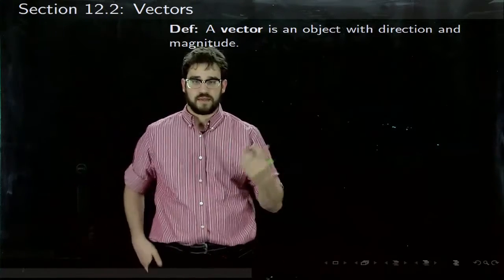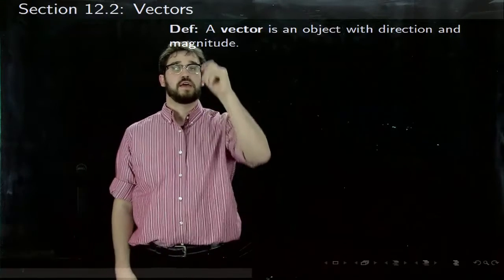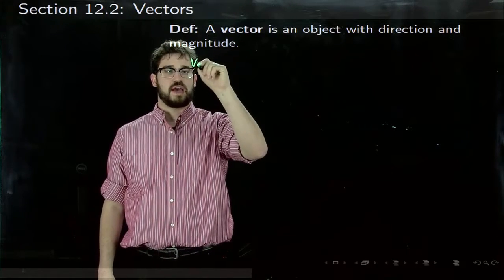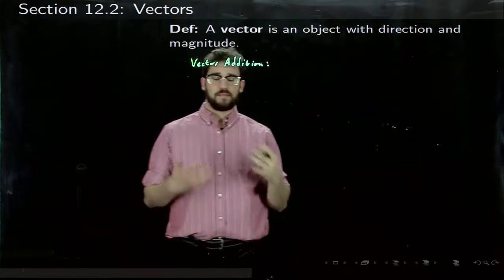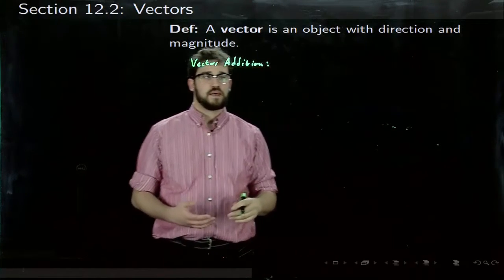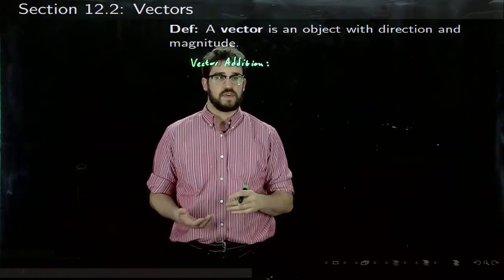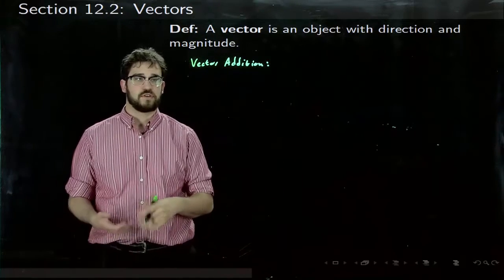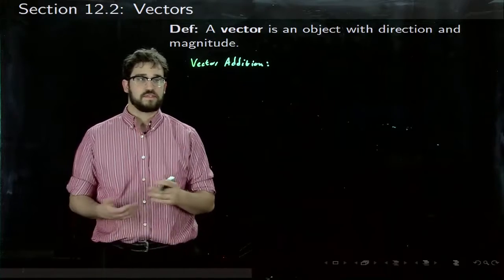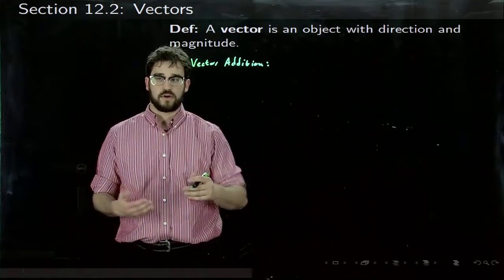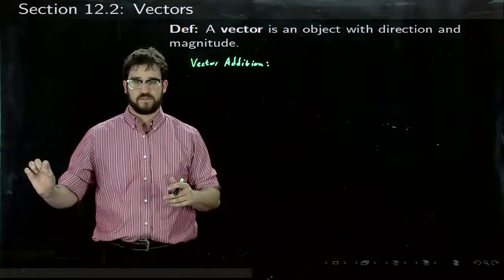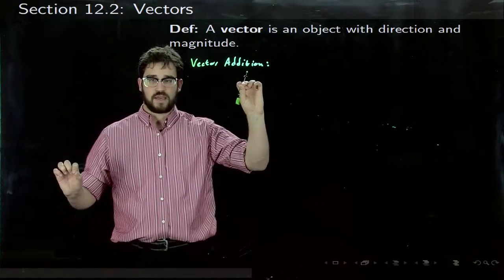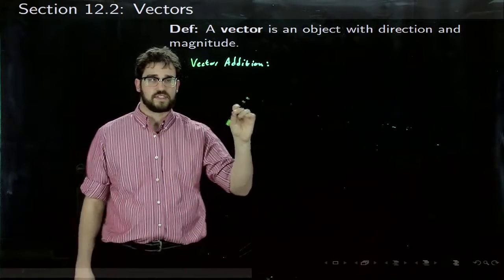So first thing that you'd always want to do with a vector is do addition. So we have vector addition. And the idea behind this is you place the tail of a vector v on the tip of a vector u. And then u plus v would be the new vector with the tail starting at the first vector and the tip starting at the end of the second vector.